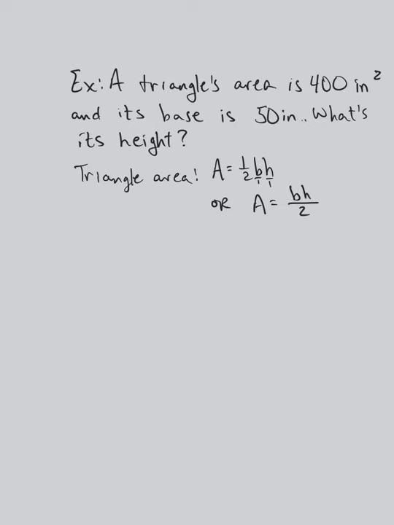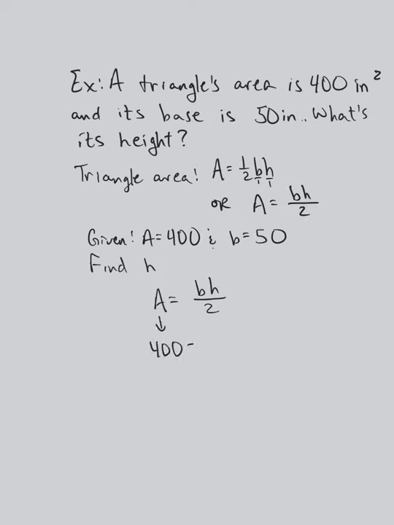Okay, so now to solve this problem, what are we given? We're given the area, it's 400, and the base is 50. So the base is equal to 50, like that. And so what are we trying to find? We're trying to find H. All right, and so we can just take our formula, fill numbers in. A is 400. The base is 50, like that.